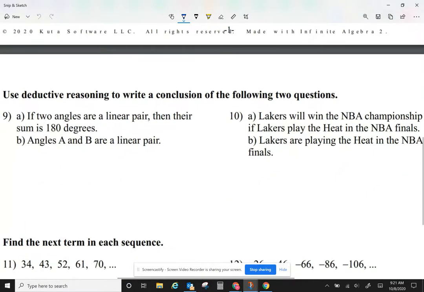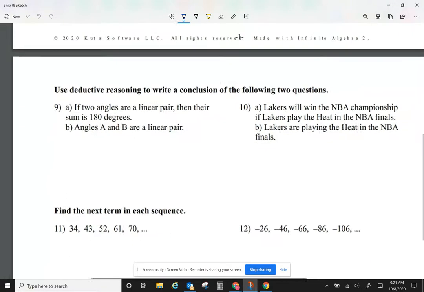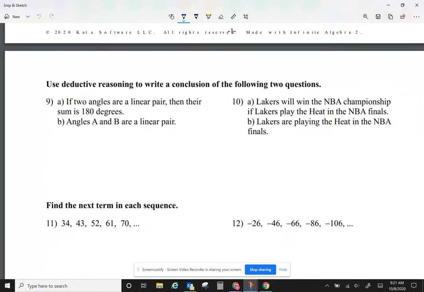Use deductive reasoning to write a conclusion of the following two questions. So I'm going to give you two statements. We're going to call those facts. We're going to assume they're true. Based on those facts, I'm going to come up with a conclusion. So if two angles are linear paired, then their sum is 180 degrees. The second statement says angles A and B are linear paired. I want us to focus on that: angles A and B are linear paired, if two angles are linear pair. Notice how those statements are very similar.